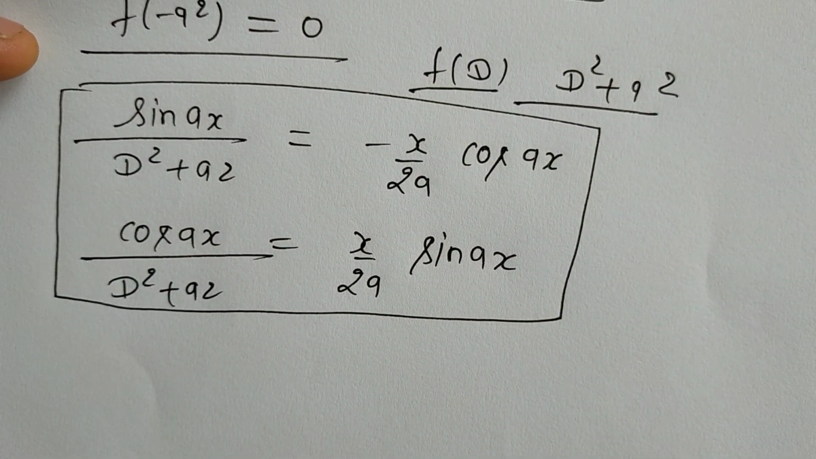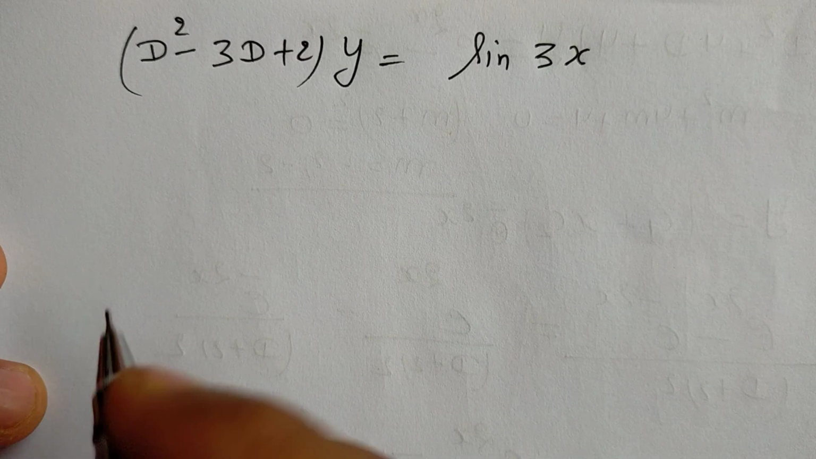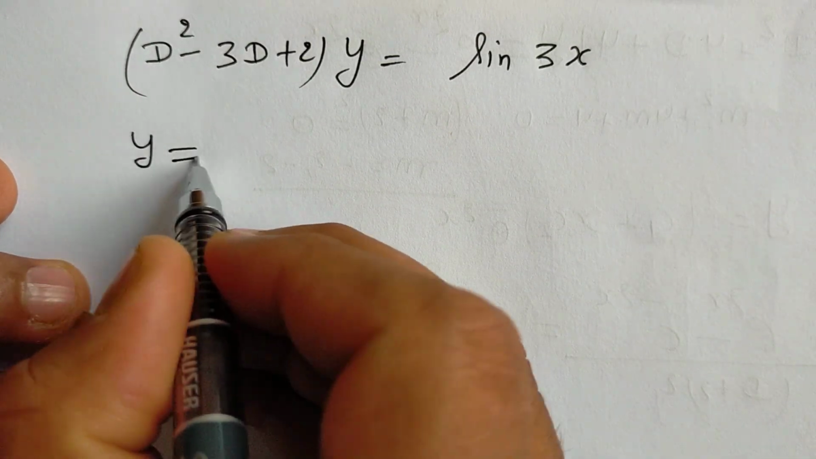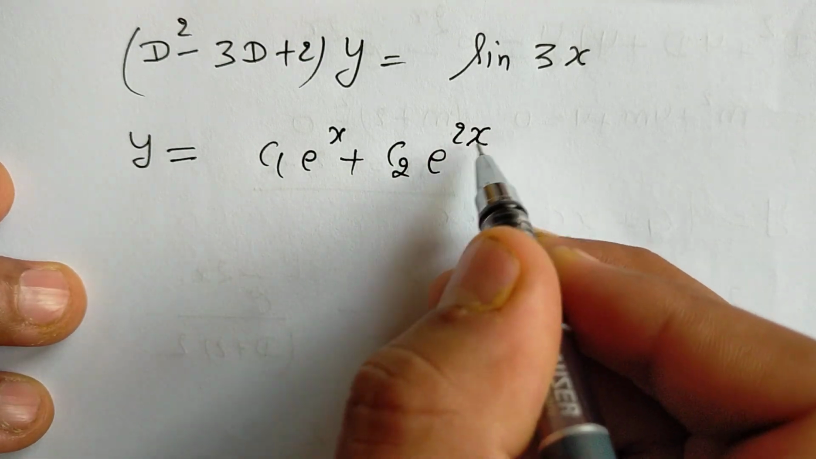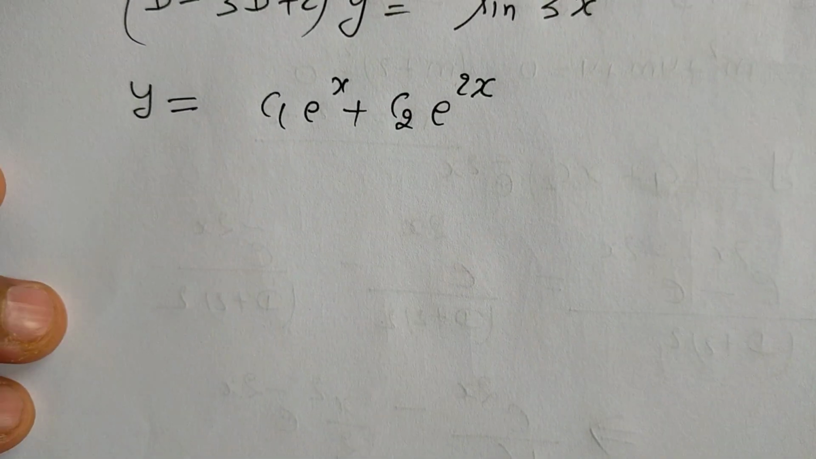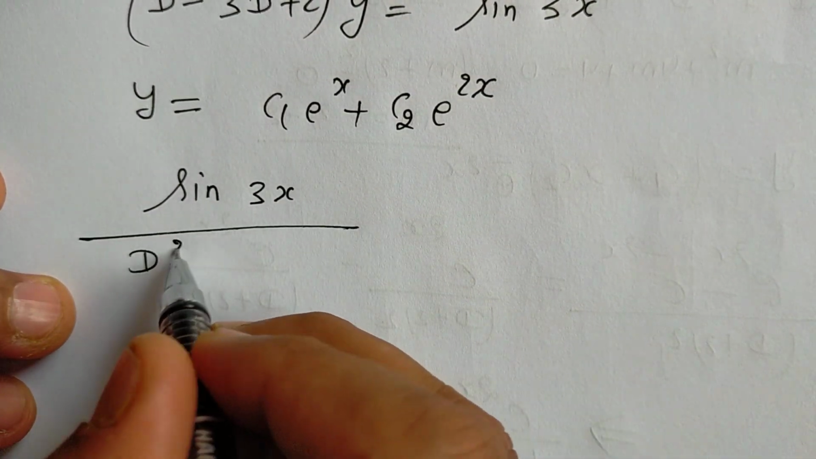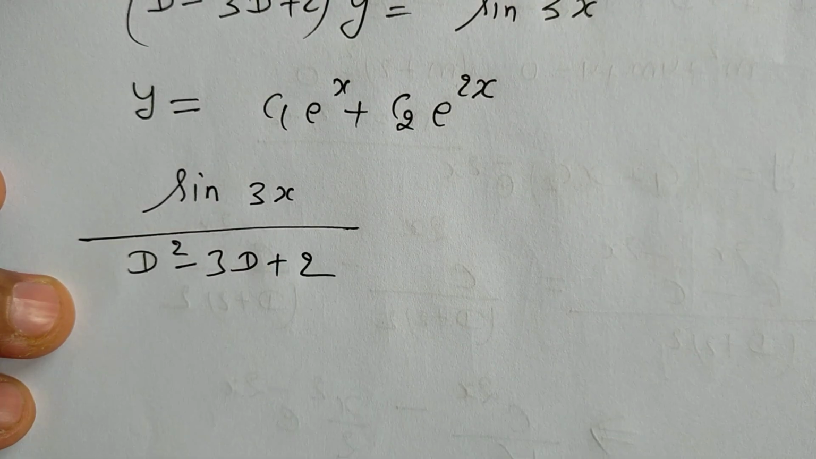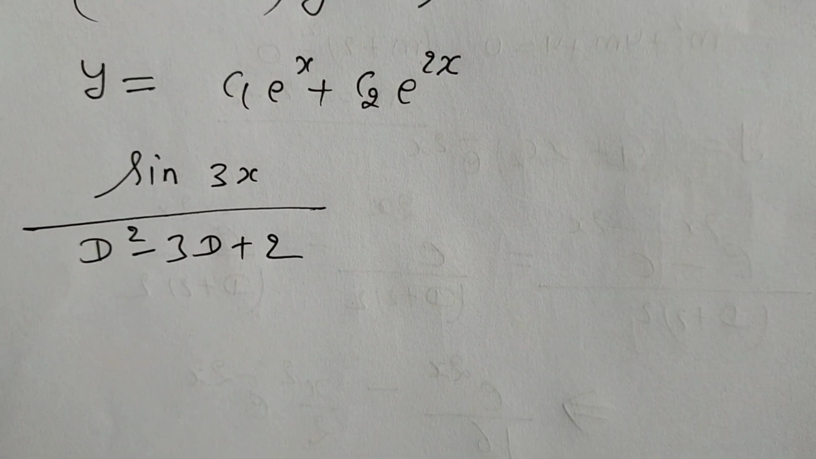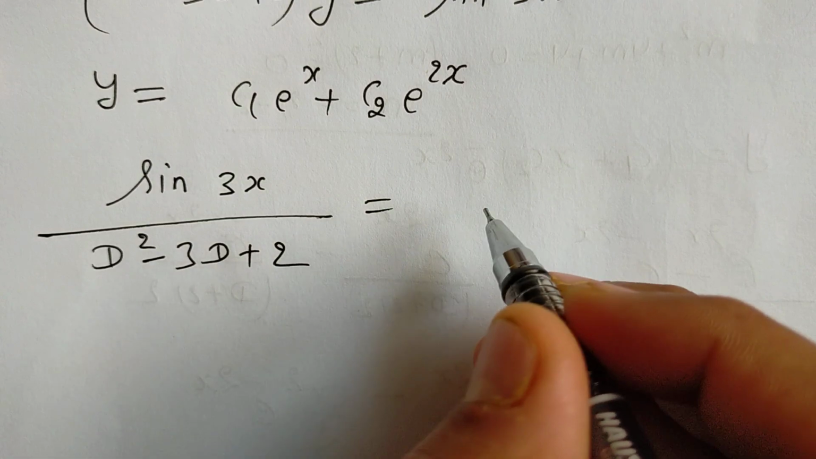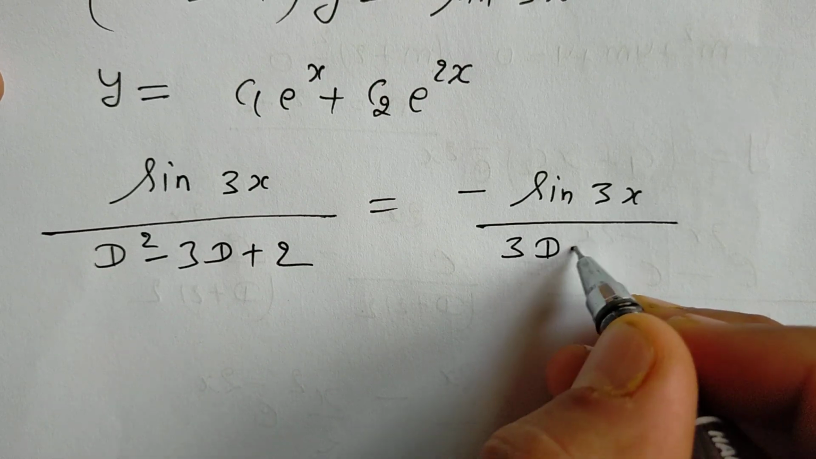Let us see one example based on the trigonometric function. So this is the given equation. We write the complementary function c1 e power x plus c2 e power 2x. Now let us try to find the particular integral using this inverse method. So D square minus 3D plus 2, this is the particular integral. D square is replaced by minus a square, with a equal to 3 here, so minus 9. So we get minus sin 3x by 3D plus 7.